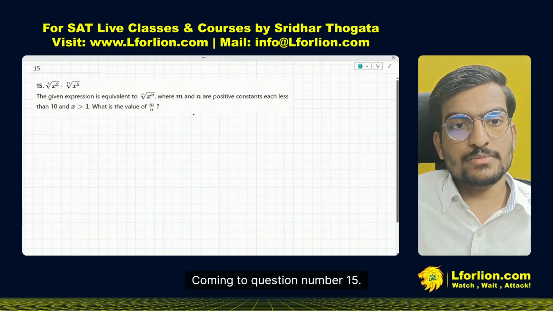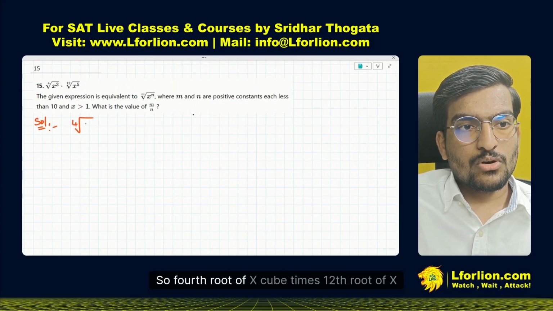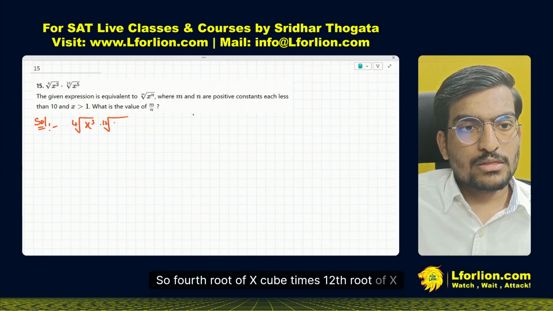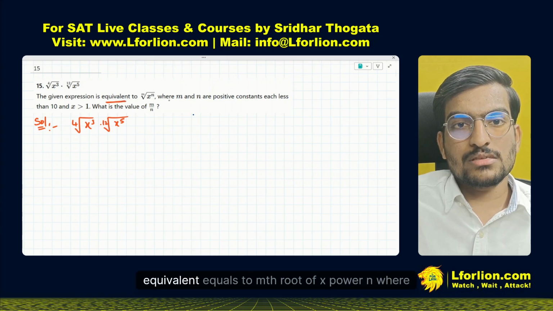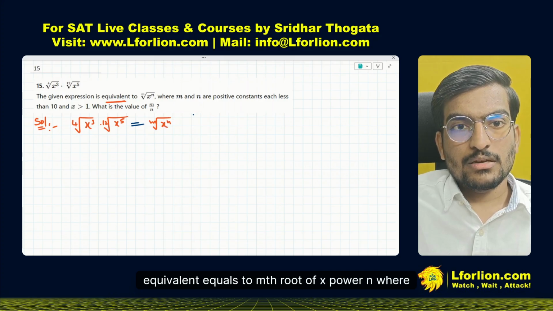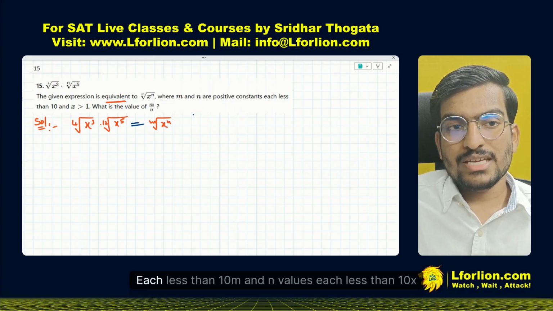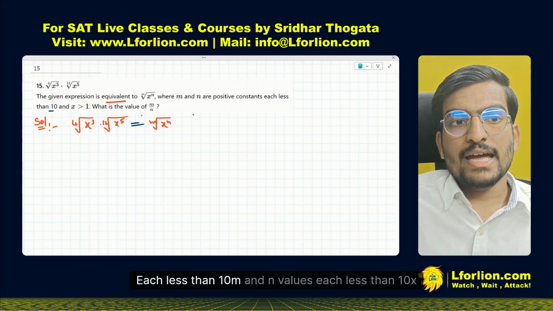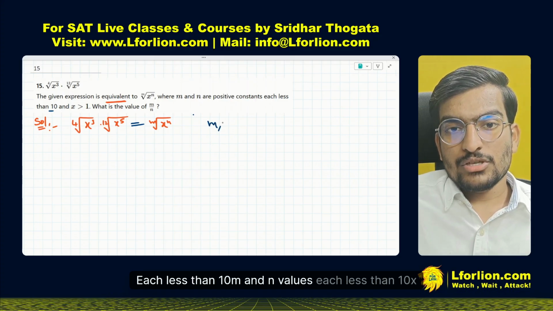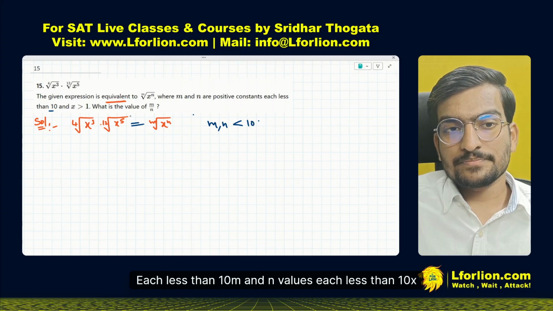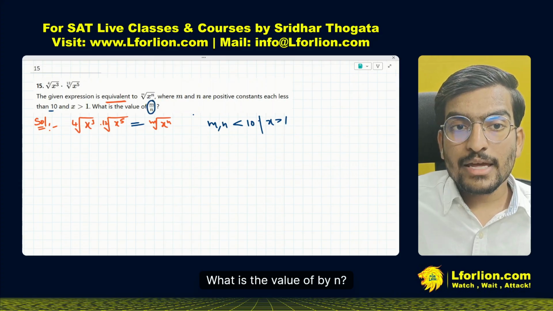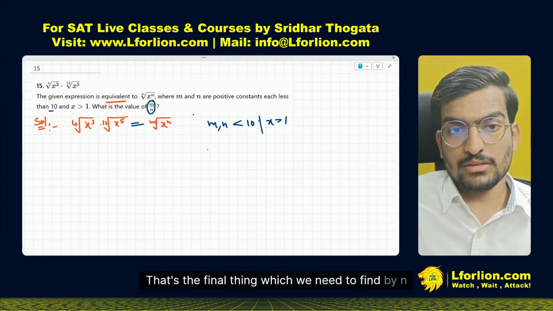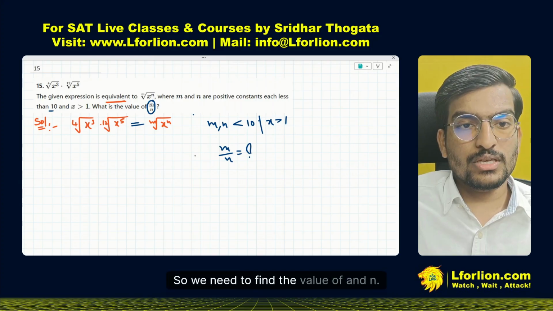Coming to question number 15. The fourth root of x cubed times the 12th root of x to the power 5. The given expression is equivalent to the m-th root of x to the power n, where m and n are positive constants each less than 10. The x value is greater than 1. Find what is the value of m by n. That's the final thing which we need to find.